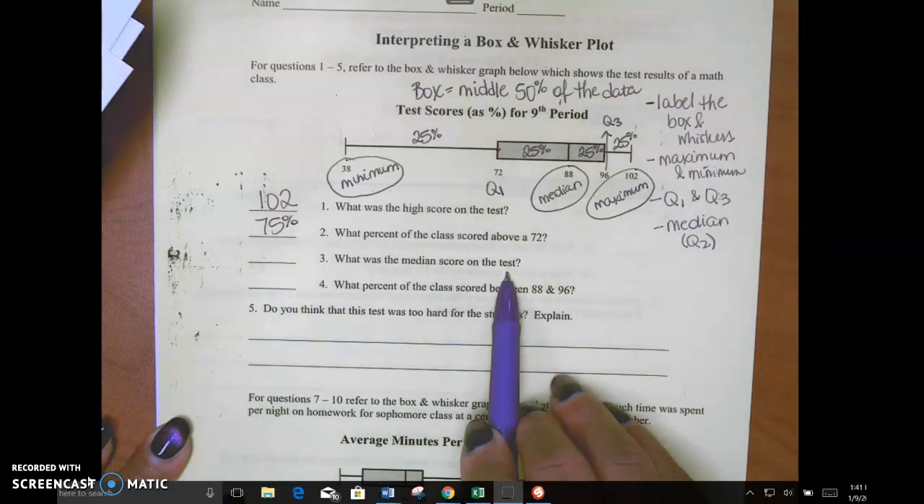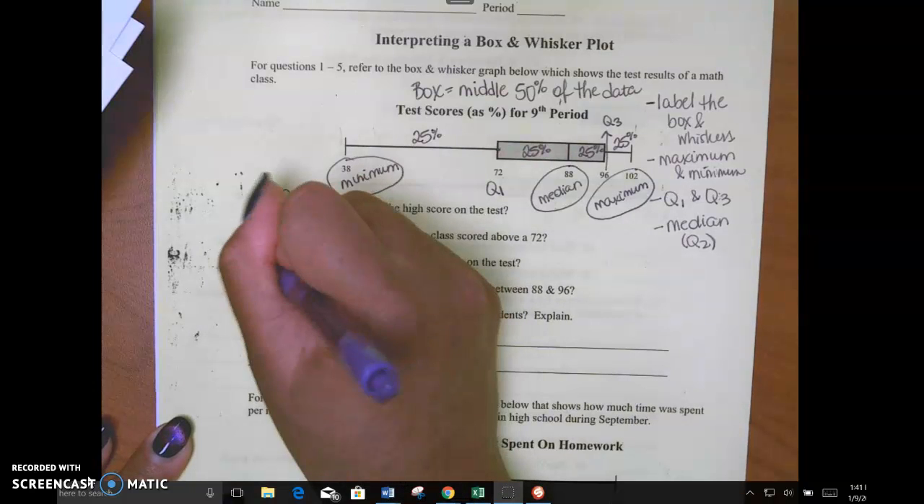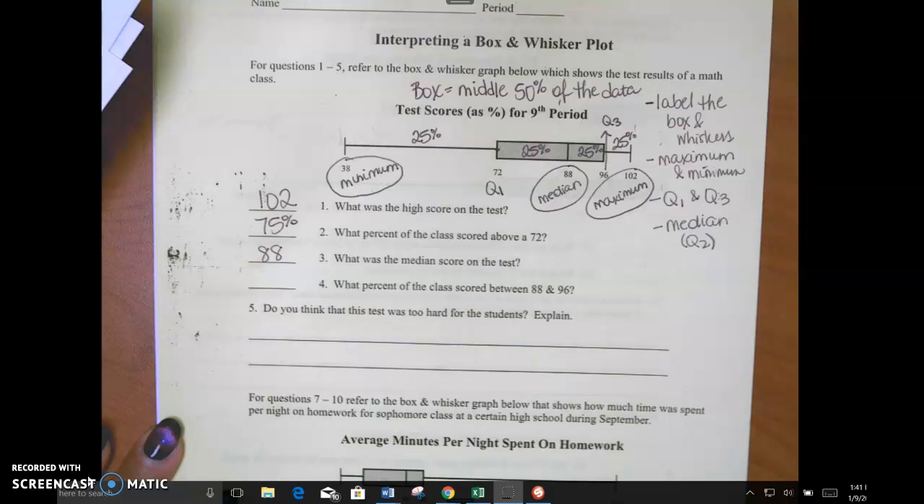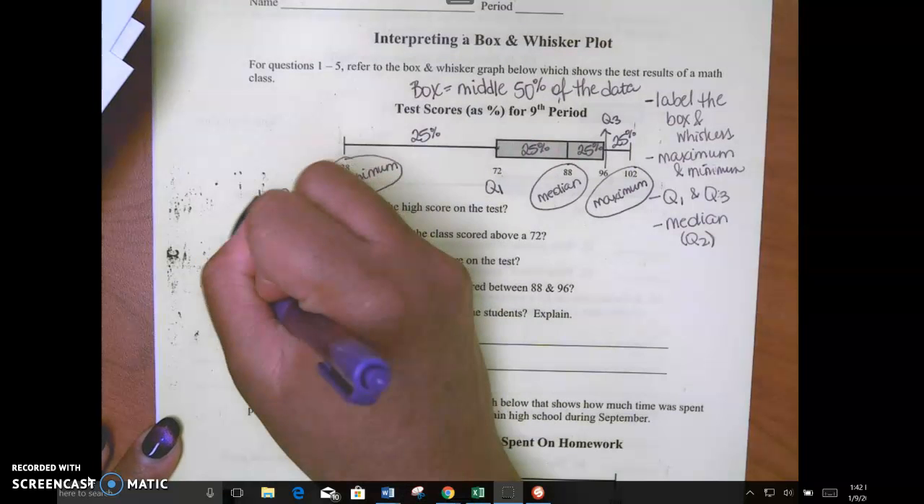What was the median score on the test? What percent of the class scored between, stop talking, wait, let me finish. What percent of the class scored between 88 and 96 on the test? 25. A quarter.